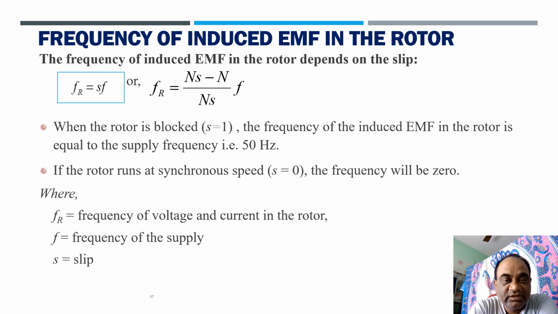FR is the frequency of the voltage and the current in the rotor, and F is the frequency of the supply. S is the slip.